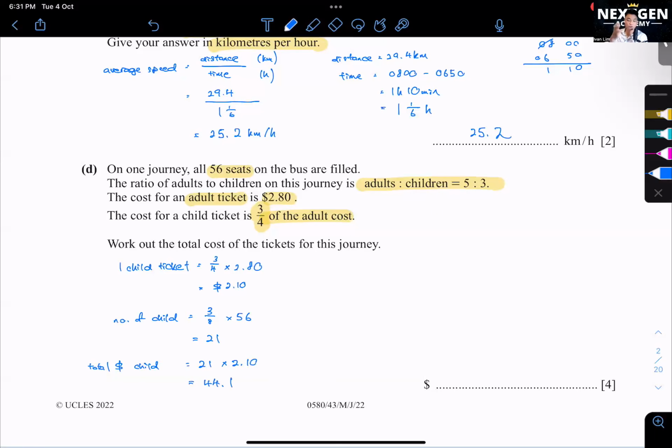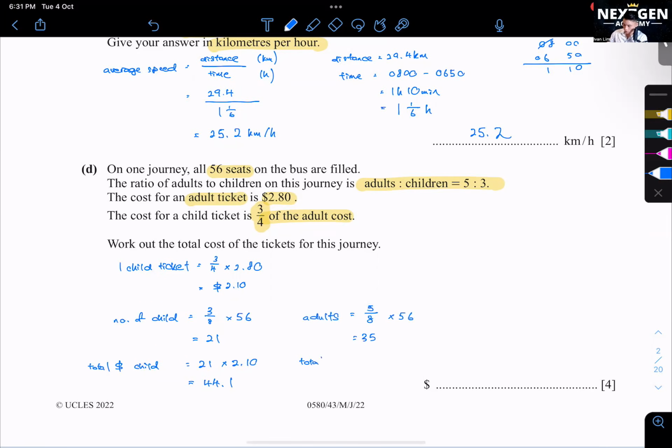All right, so I need to find how many children, then how much it costs. All right, next one. Adults. So how many adults? Maybe I can write it over here so that we know that this is calculating the number. So adults, you got 5 parts, right? 5 out of 8 parts times 56 will give you 35. So there are 35 adults.